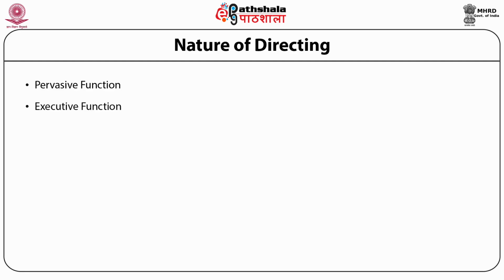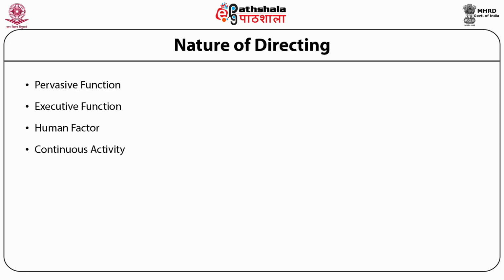Executive function. Directing is an executive function. The guidance and instructions are given by all managers and executives at all levels throughout the working of an organization. A subordinate always gets instructions from his superior only. Human factor. Directing function is related with human beings. It relates to guiding and inspiring subordinates. And since human behavior is complex and unpredictable, direction function becomes all the more important.